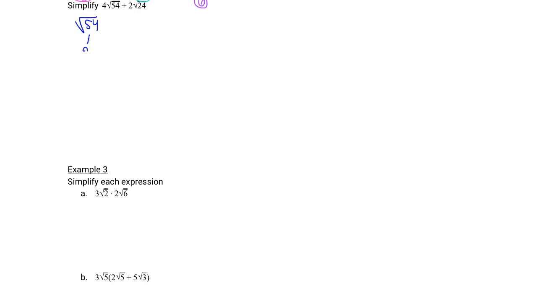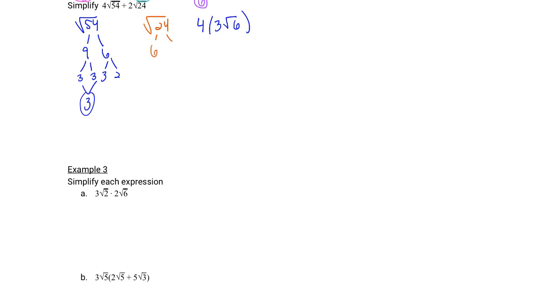I'm going to make that 9 times 6, and that's 3 and 3 and 3 and 2. So that's a pair of 3s. So 3 stays outside, and I've got 3 square root of 6. And then the square root of 24.